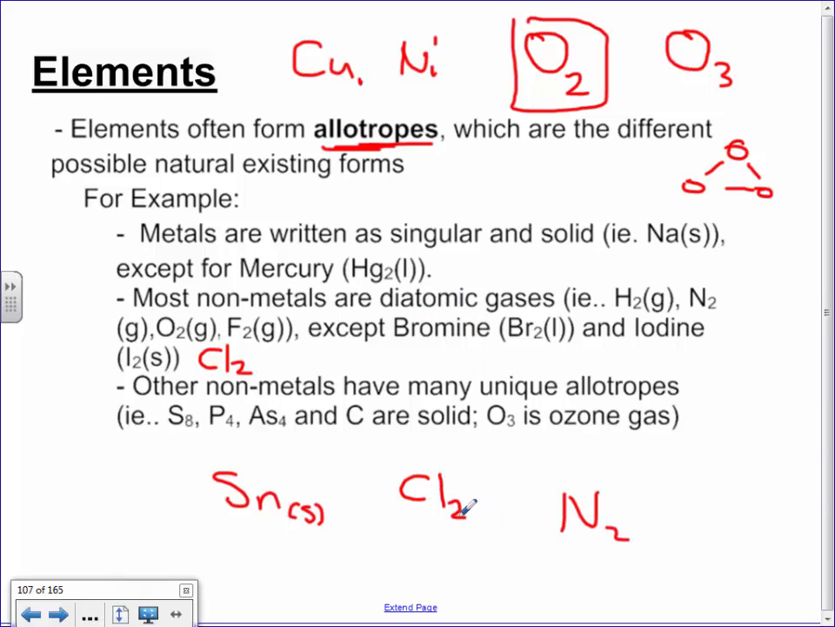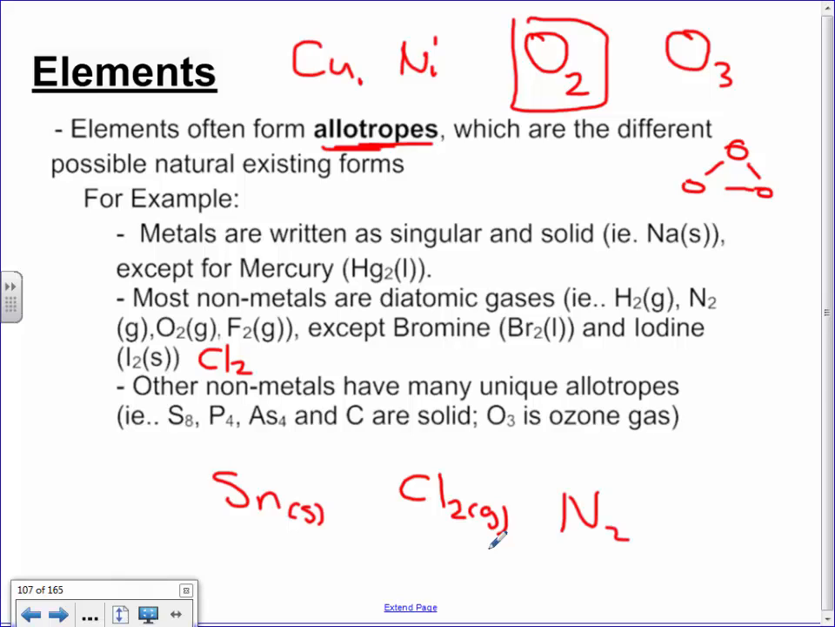Now, what state of matter is chlorine? If you look on the big periodic table at the back, chlorine is number 17. It's Cl. It's way on the far right-hand side. It's red, so that now tells us to put a gas state of matter afterwards.